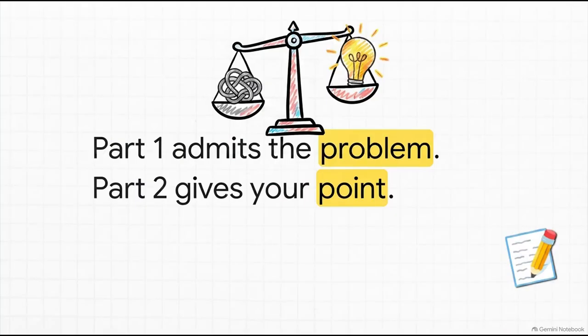To build that tension linguistically, we use the word although as a structural tool. It's a 2-part harmony. The first part admits the problem, and then the second part delivers the good news, or your main point.